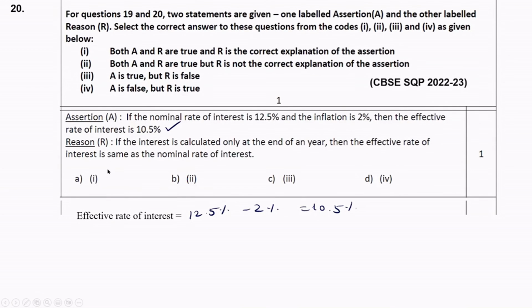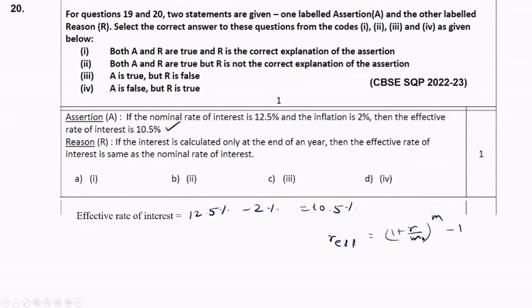Now we'll see the reason. The reason: if the interest is calculated only at the end of a year, then the effective rate of interest is same as the nominal rate of interest. So how do we usually calculate the effective rate of interest? It is (1 plus R by m) the whole raised to m minus 1, where R is compounded for m periods of time.